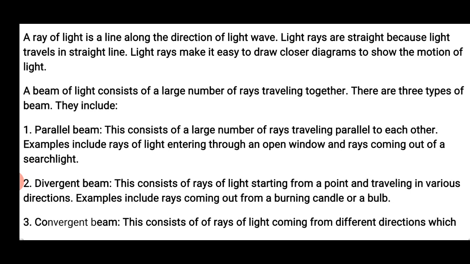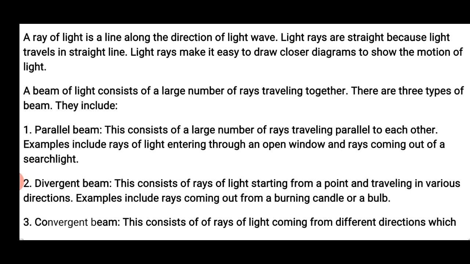When you have a large number of rays traveling together, then we'll be able to see the light properly. So when you have many rays of light moving together, it forms a beam of light. There are three types of beam. They include the parallel beam. A parallel beam consists of a large number of rays traveling parallel to each other. So when they are parallel to each other, we refer to such a beam as a parallel beam.